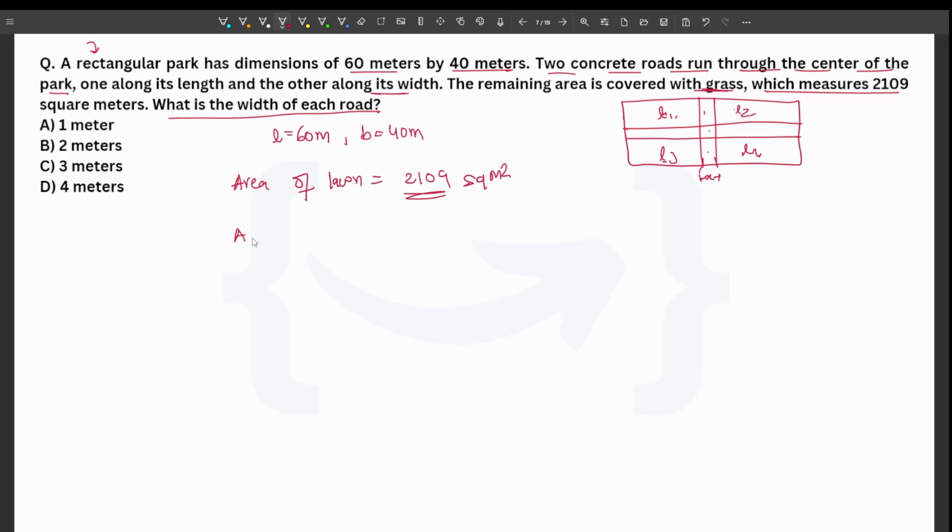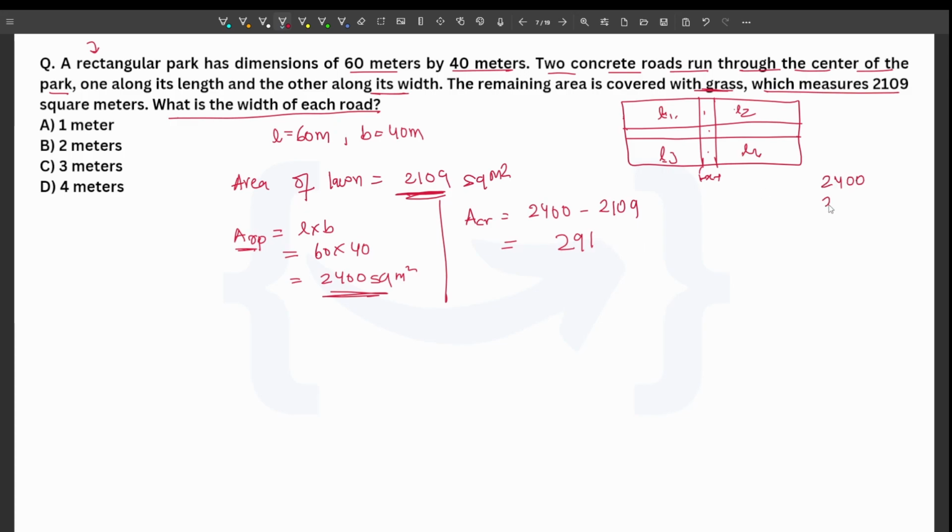So firstly, we need to find the area of the rectangular park, which will be length into breadth, and it will give me 60 into 40. It will give me 2400 square meters. So what would be the area of the crossroads, if you can figure it out? Yes, we know the total area of the rectangle. We know the total area of the lawns. We just need to subtract, isn't it? So the area of the crossroads would be 2400 minus 2109. And how much will you get? If you subtract it, you will get 291.